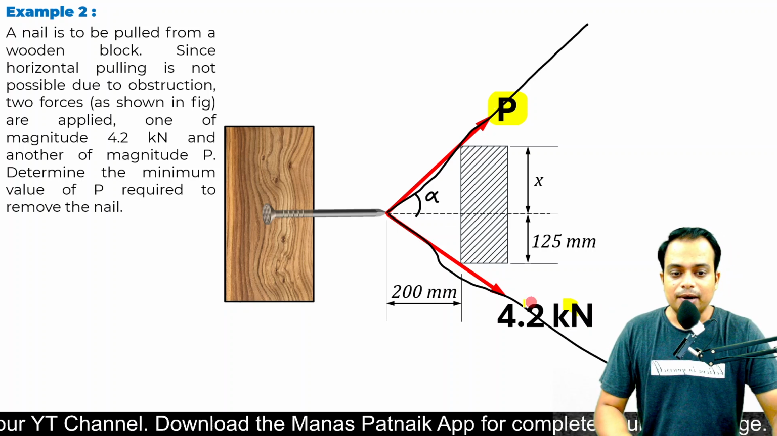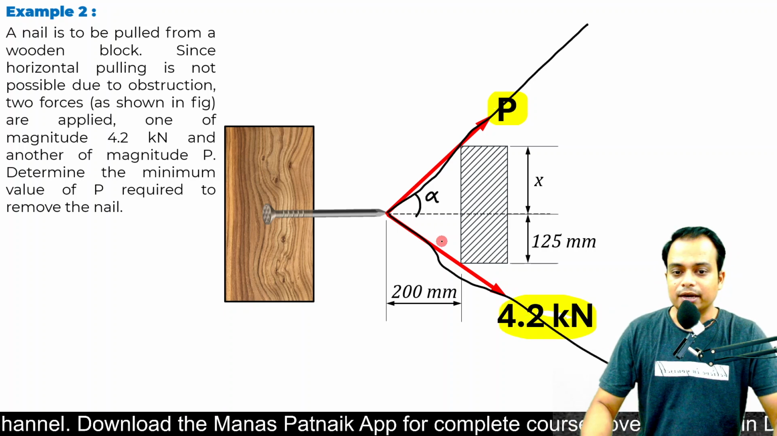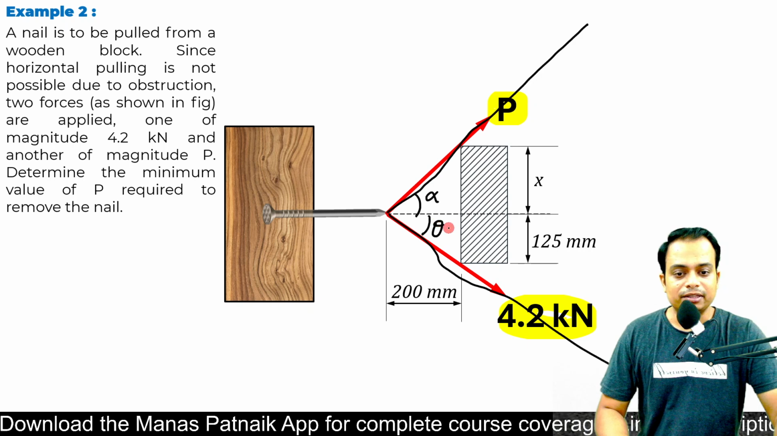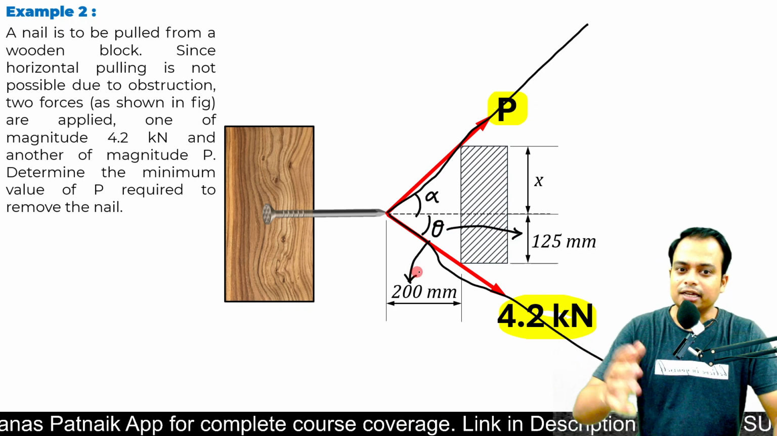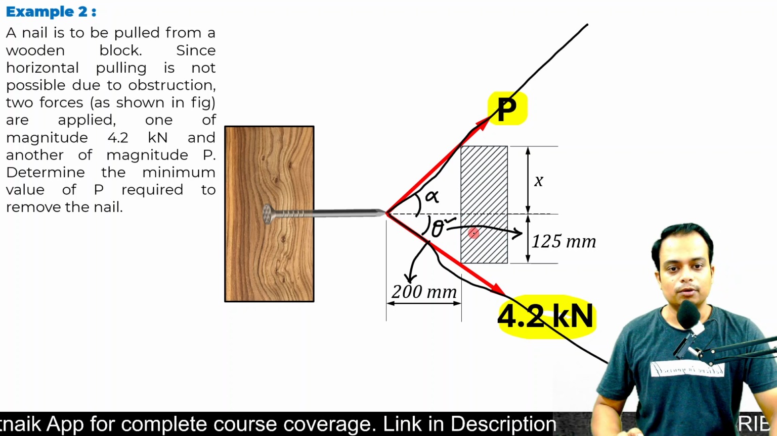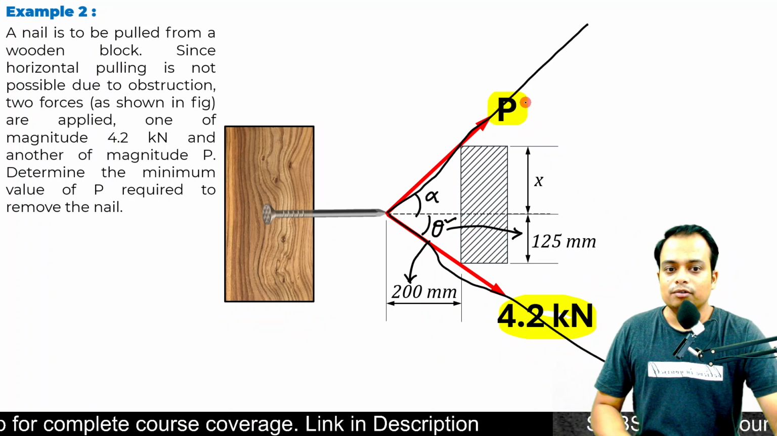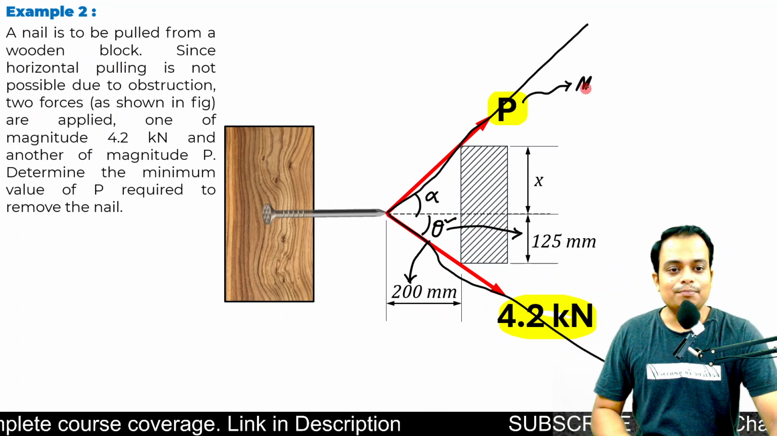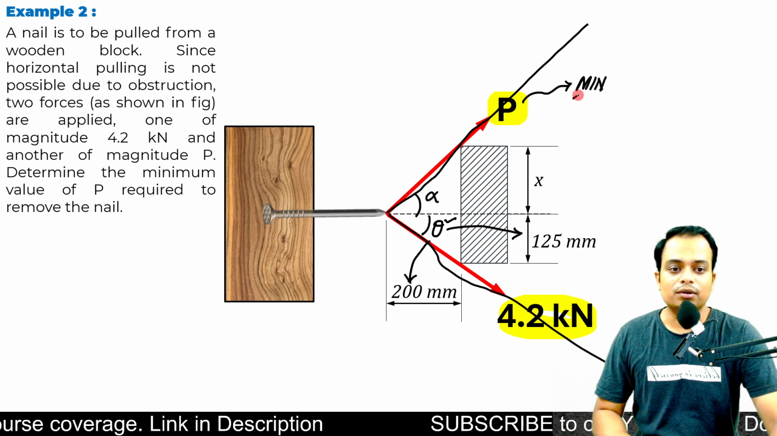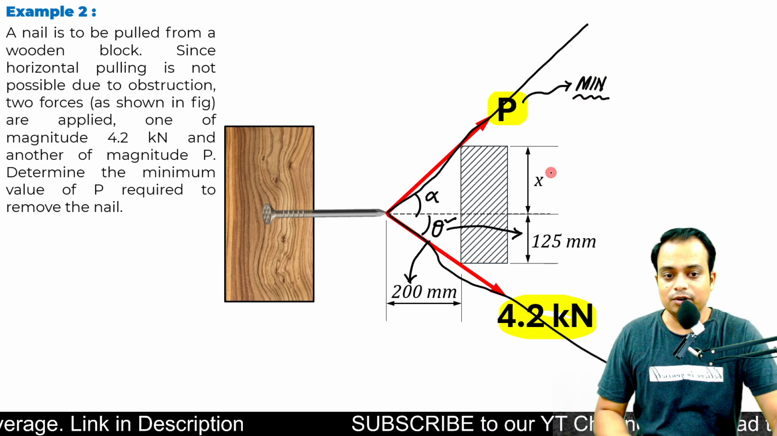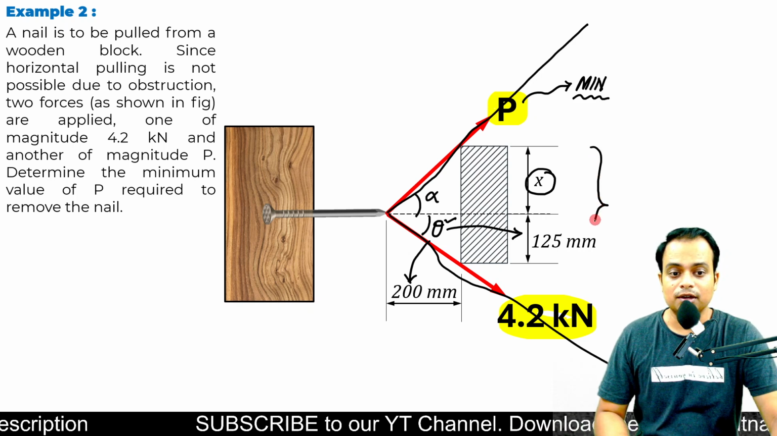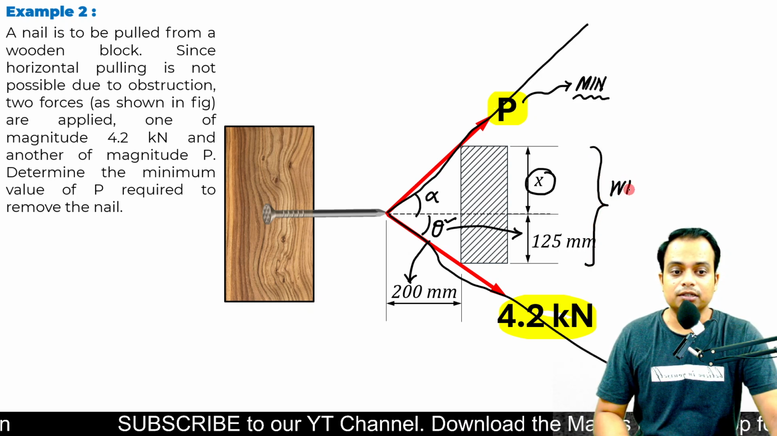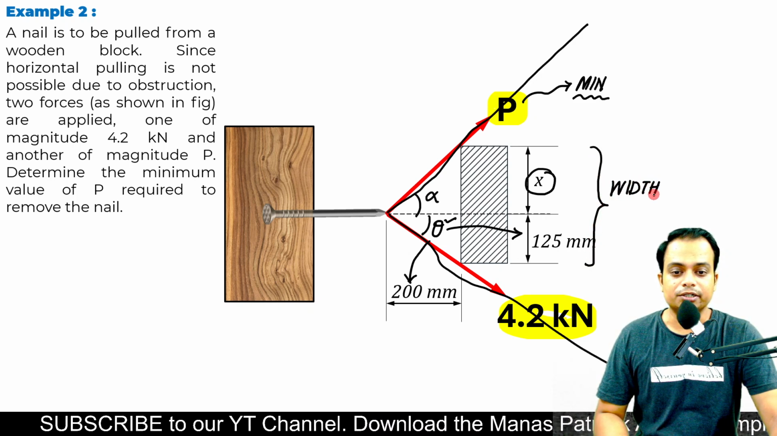Secondly, we have applied a force of 4.2 kilonewton over here at a certain angle theta, and theta can be calculated using this perpendicular and this space. Tan theta can be applied to find this value. What we need to do is find the minimum value of P, and secondly we also need to work out how much this X is. This is going to help us find the width of this total obstruction.